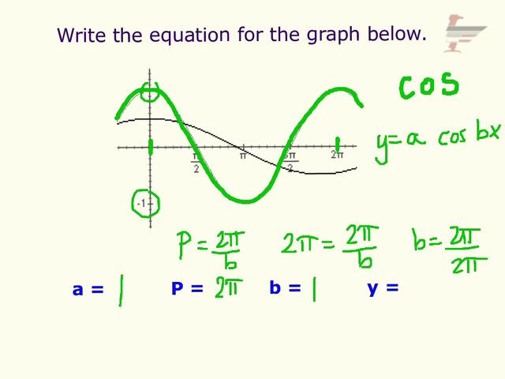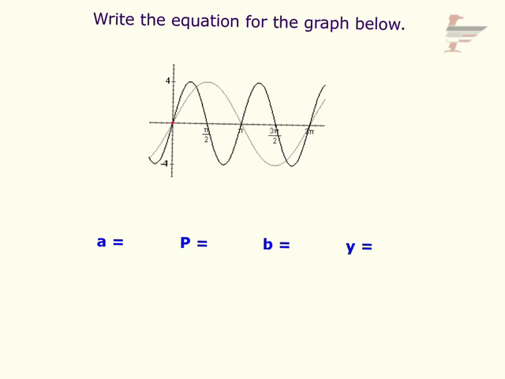I'm going to use a different color here, and over here I'm going to write my equation. So y equals a, which is 1, times cosine of b x, and b is 1. You don't have to put those 1s in there. Certainly up to you.